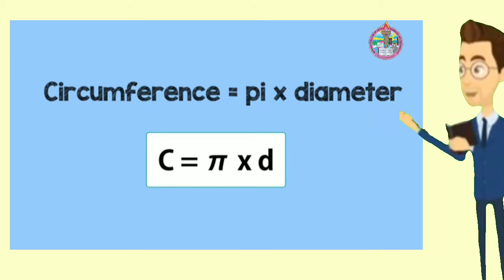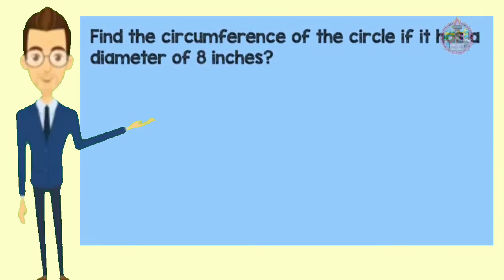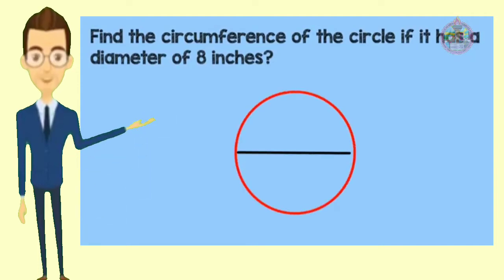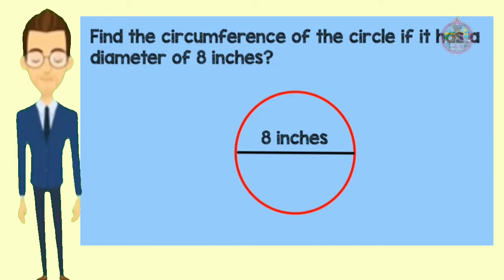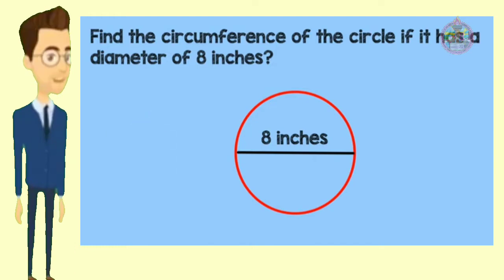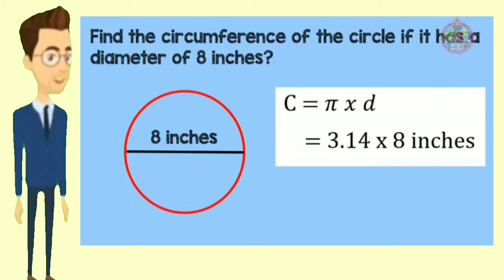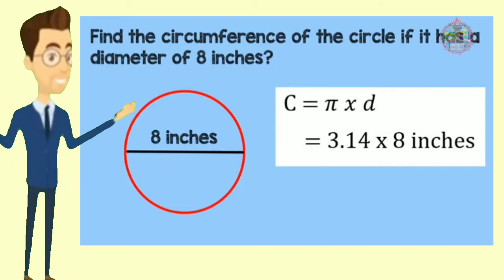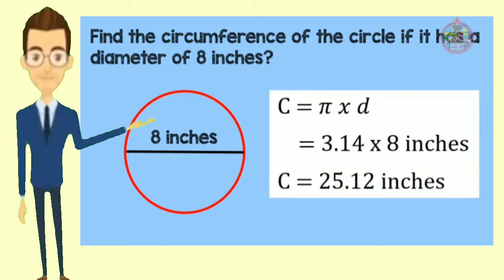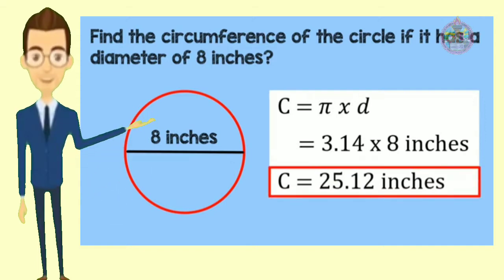To further understand it, let's have an example. Find the circumference of the circle if it has a diameter of 8 inches. In the problem, the diameter of the circle is given, and we also know the formula in finding the circumference of the circle. So let's write down the formula and then plug in the values. Also, let's just use 3.14 as the value of pi times the diameter, which is 8 inches, which is equal to 25.12. Therefore, the circumference of the circle is 25.12 inches.